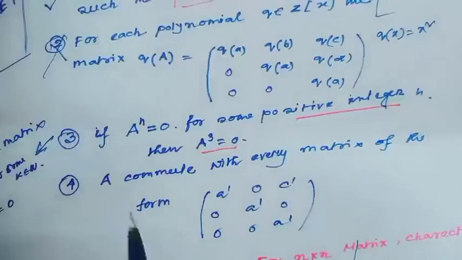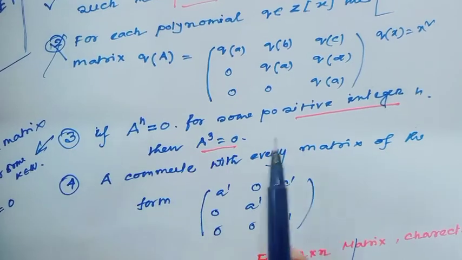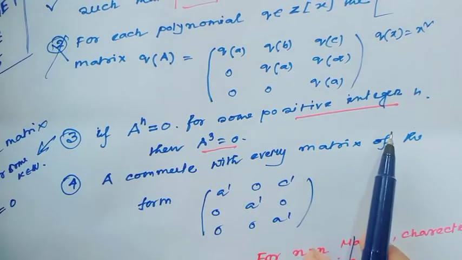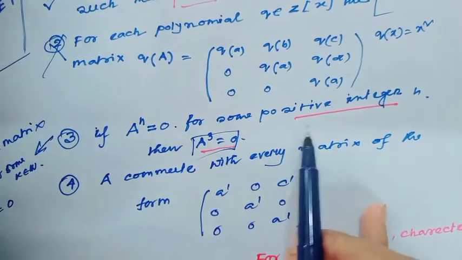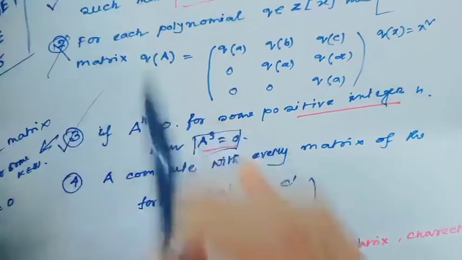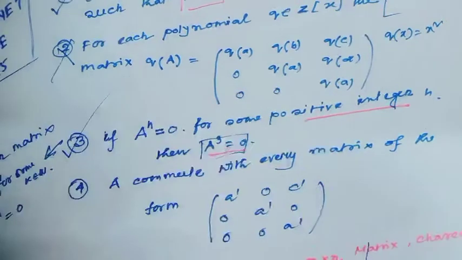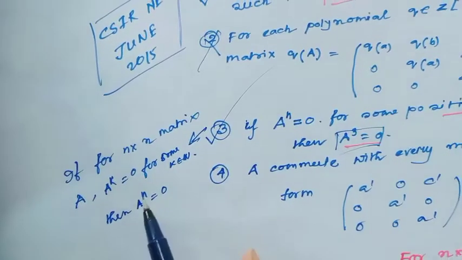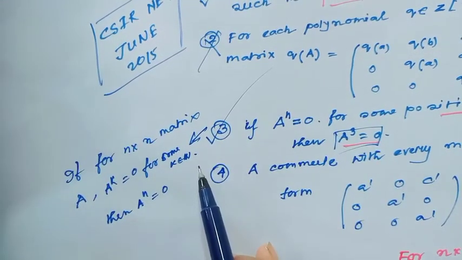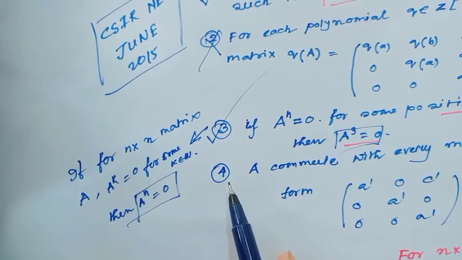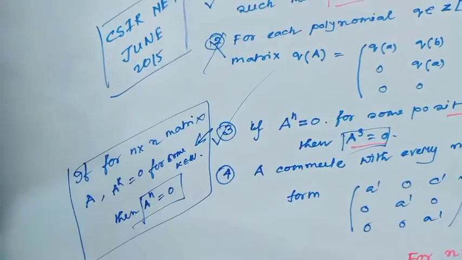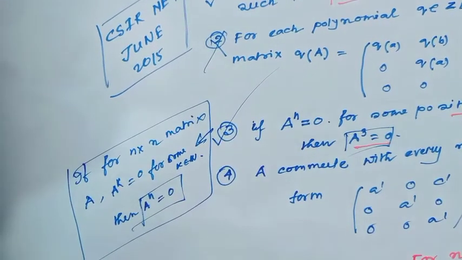would be such type. And third option, if A to the power n equal to 0 for some positive integer n, then that implies A cube equal to 0. Obviously, this is a property of nilpotent matrix. This is always true, because for an n cross n matrix, if A to the power k is 0 for some k belongs to N, then that implies always A to the power n equal to 0. We all of us know this is the property of nilpotent matrix. So obviously the third option is true.